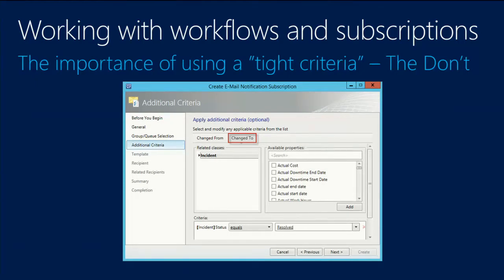So the right way to build your workflows or subscriptions is by using the tied criteria, and this is how to do it. If you specify change from, status does not equal resolved, and the change to criteria, status equals resolved, this is the correct way to do it. This will only send you an email when you actually resolve the incident.